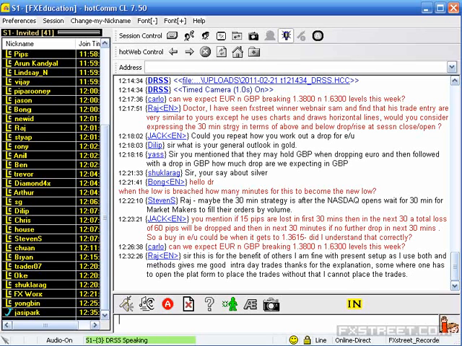You mentioned that they hold GBP when dropping euro and then follow with a drop in GBP. How much drop are you expecting in GBP? In order to create the bearish feel, after making a small drop, they have to make a little more drop in the case of GBP so that the traders will sell euro after the drop. Then it is easy for them to raise it in order to do the upward squeeze on such short sellers. So now the high was 1.6260 in the case of GBP and the low was 1.6232. They breached the low and are just staying there.